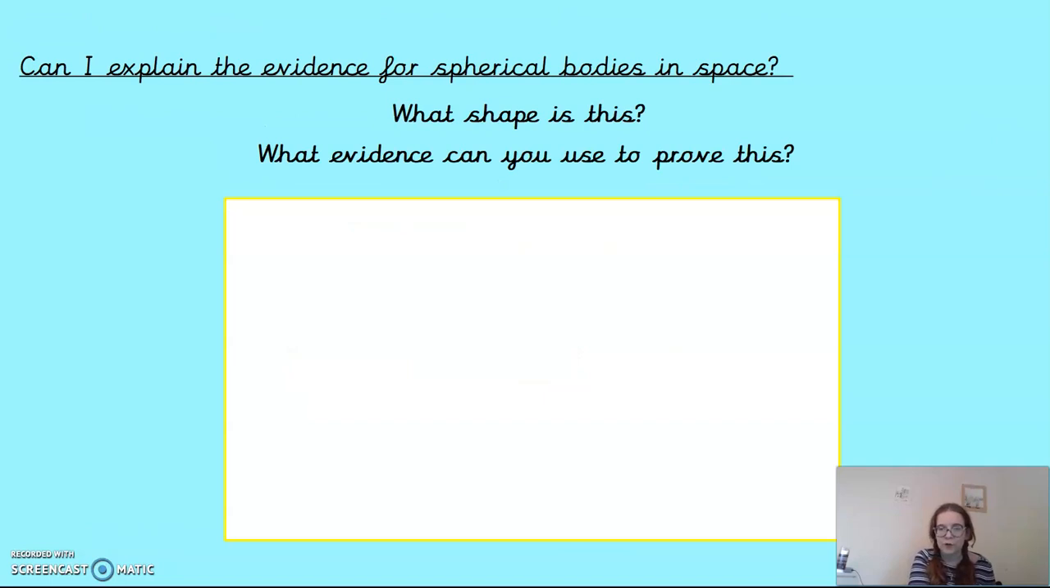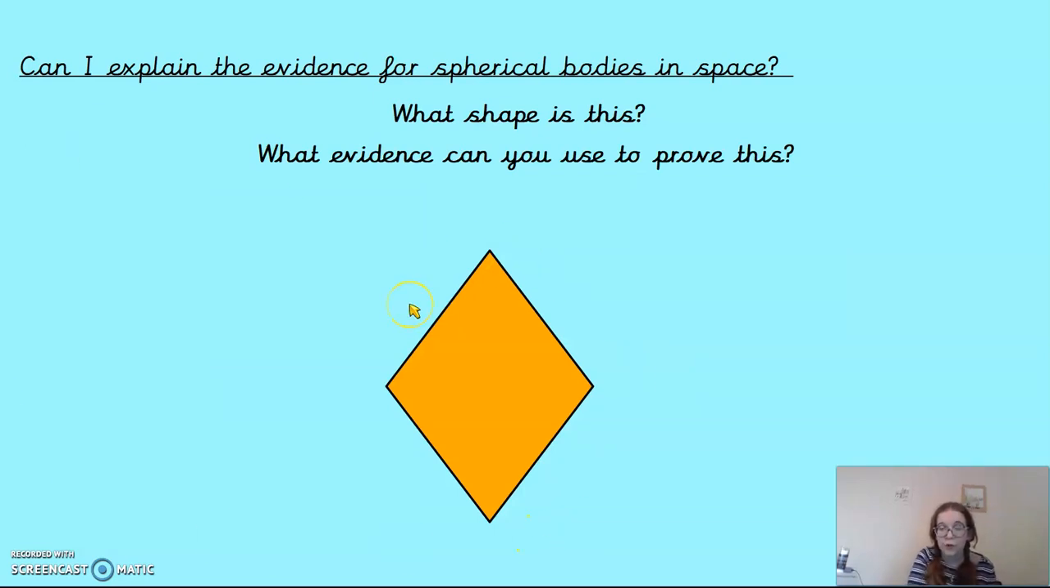All right, so I've got a challenge for you here. What shape is hiding behind this box? And what I want you to do is see what evidence you can use to prove this shape is what you think it is. Now, I'm looking for the most brilliant explanation. Why is this shape what you think it is? Can you convince me? You can send me an email, you can make a video, you can make a diagram. How are you going to convince me that this shape is what you think it is? And I'll be really interested to know what kind of evidence you use.